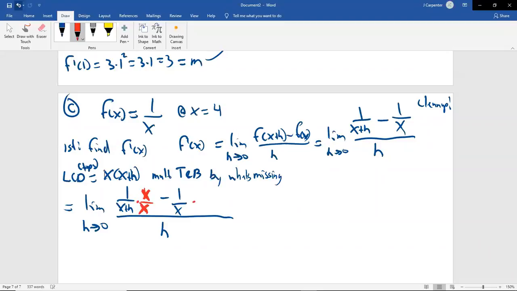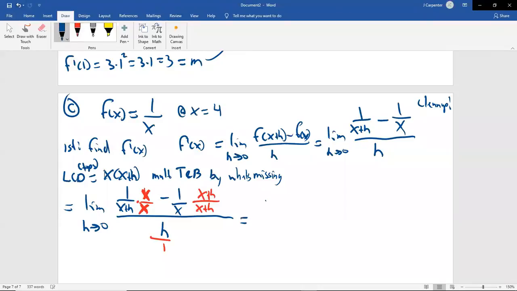The second fraction has the x in the bottom, but not the x plus h. So we multiply top and bottom by x plus h. I'm also going to do something extra. The h in the bottom, I'm going to write it over 1. That way, we have something special in a minute or two.